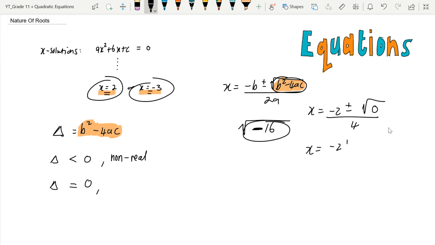Because we've got negative 2 plus or minus the square root of 0, we've just got 0 there over 4. So we've got negative 2 plus 0 or negative 2 minus 0. We are going to land up with the exact same root twice. So when our delta is equal to 0, we will have a root.